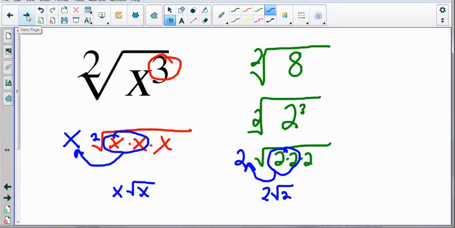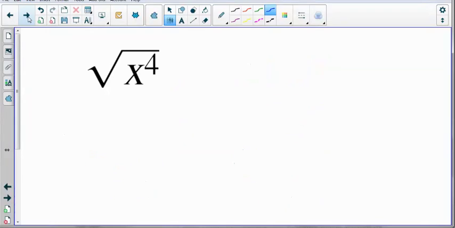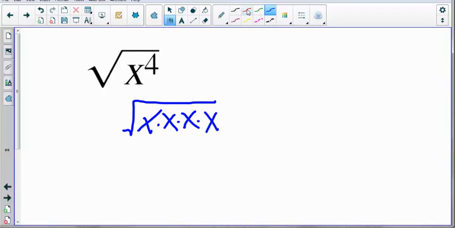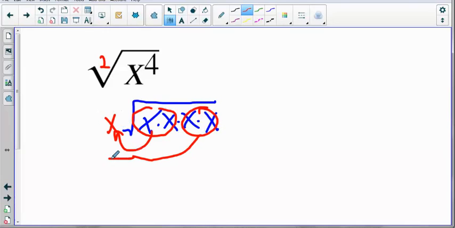Okay, so let's look at another one. x to the fourth. Well, that would be, as you know, x times x times x times x, looking for groups of 2. Here's 2 of them here, that comes out. And here's 2 of them here, that comes out. And as you know, anytime you have anything left underneath or out, that gets multiplied. So I have x times x. Well, what is x times x? It is x squared. There we go.